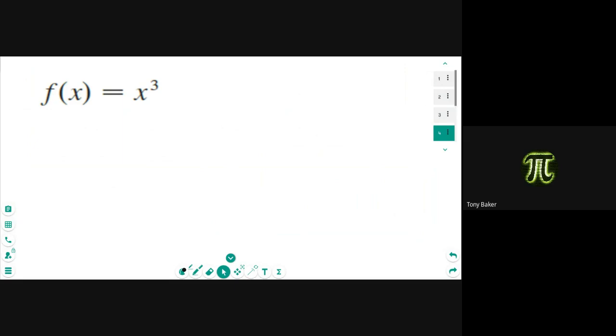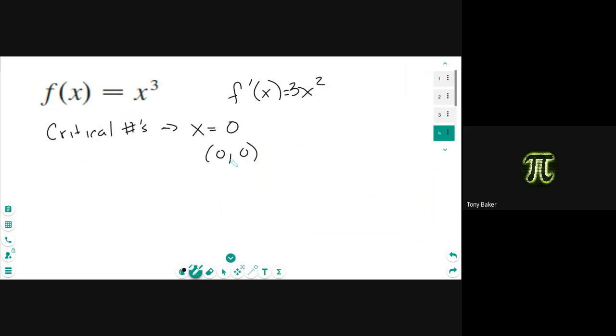Really simple. f of x equals x to the third. What's its derivative? So what are the critical numbers? Yep. And that's it, right? Okay. So if I plug 0 into the original problem, my point is (0, 0). Is that a minimum or a maximum? Origin? Yeah.